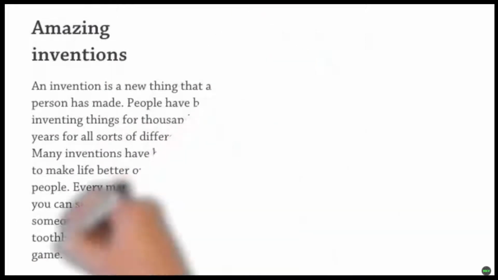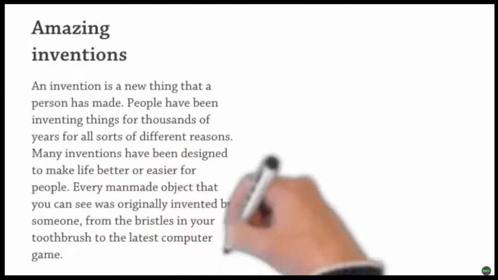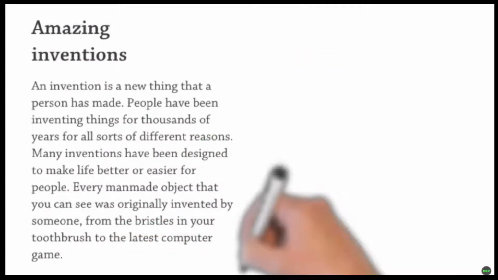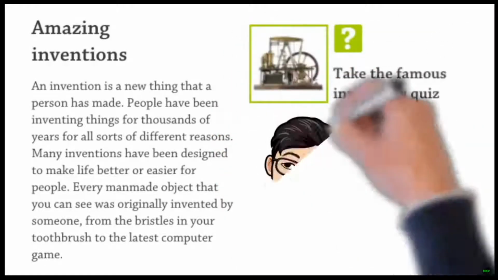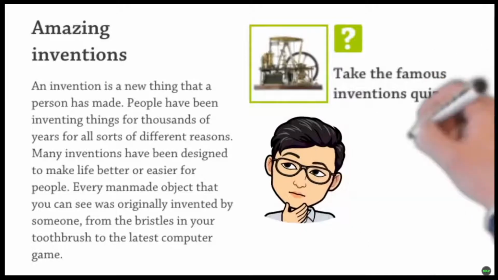Inventions. An invention is a new thing that a person has made. People have been inventing things for thousands of years for all sorts of different reasons. Many inventions have been designed to make life better or easier for people. Every man-made object that you can see was originally invented by someone, from the bristles in your toothbrush to the latest computer game.